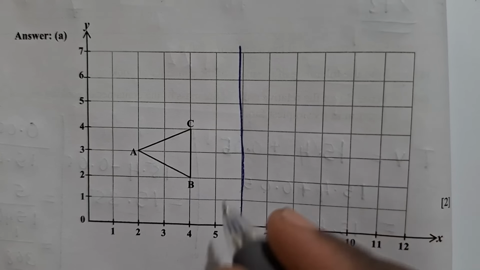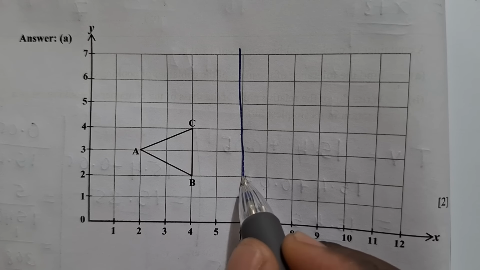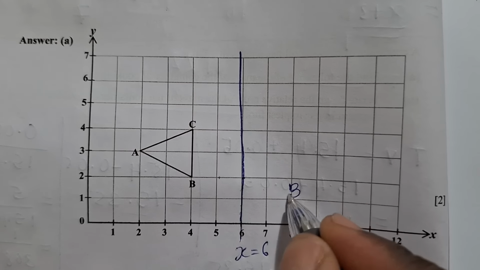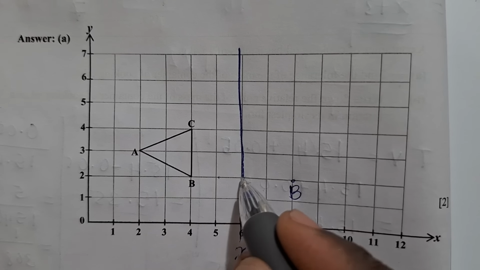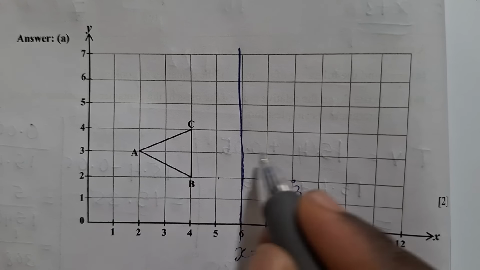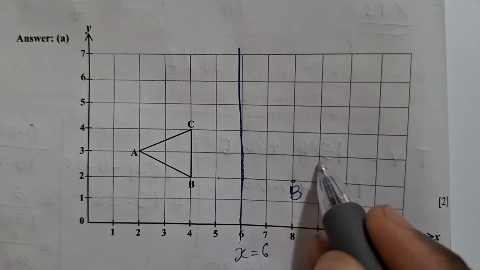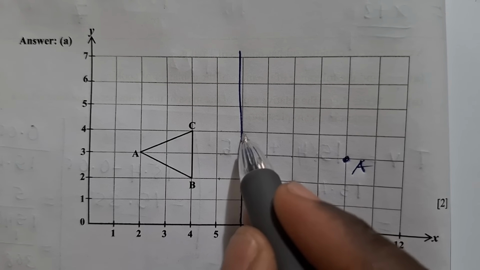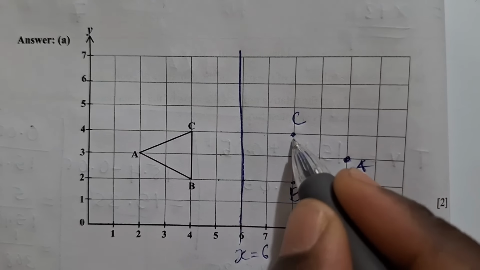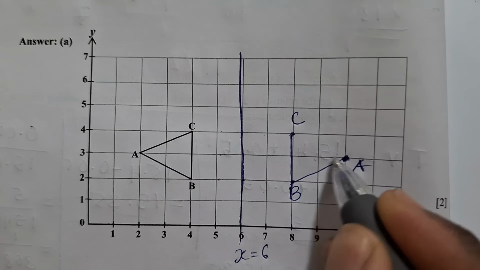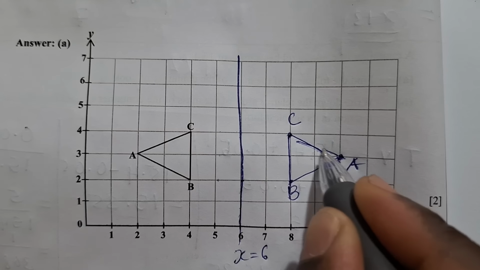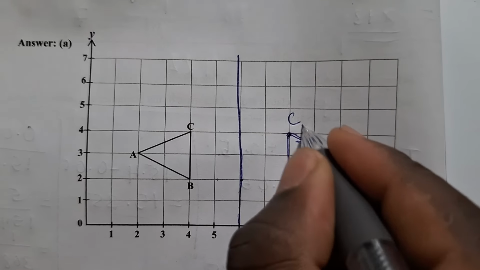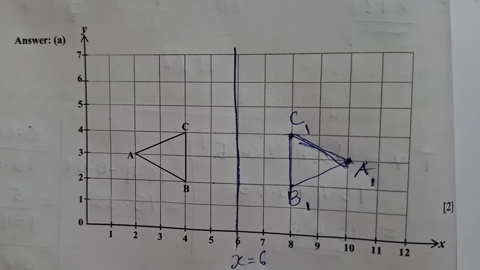We start measuring the distance. From here it's 1, 2, so we go this way 1, 2. This is point B. From here it's 1, 2, 3, 4, so it will be here, point A. Then 1, 2, point C. Just join these points, and this is how your answer will look: A1, B1, C1.